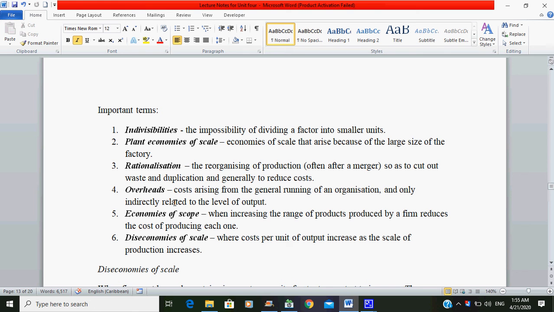Economies of scope: when increasing the range of products produced by a firm reduces the cost of producing each one. And diseconomies of scale: where cost per unit of output increases as the scale of production increases.